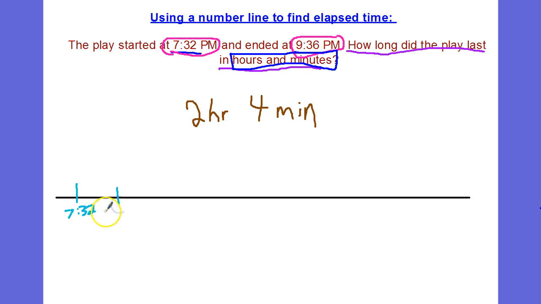So I would skip from 7:32 to 7:45. Okay? And then I would go forward and say, okay, from 7:45 to 8:45. Okay? And then I would go from 8:45 to 9, because 9 would be the nearest benchmark after 8:45. And then from 9 to 9:36.